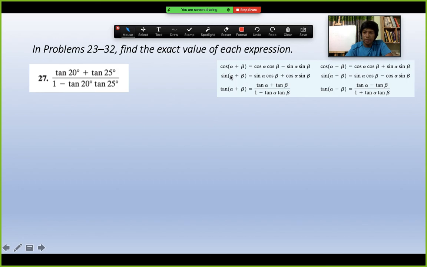This is one more math from the same category. So we have tan 20 plus tan 25 over 1 minus tan 20 tan 25. I think this is easily matching with this formula. So this is tan of alpha plus beta, that means 20 plus 25, so tan 45. This looks like a pretty straightforward answer. Tan 45 degree means 1, so we can just write 1.